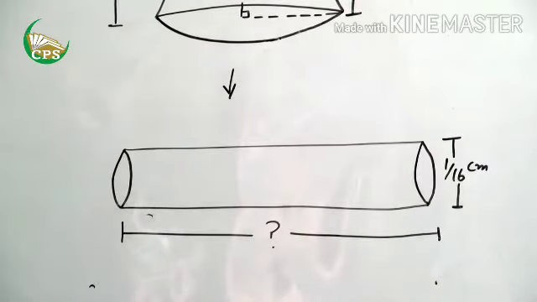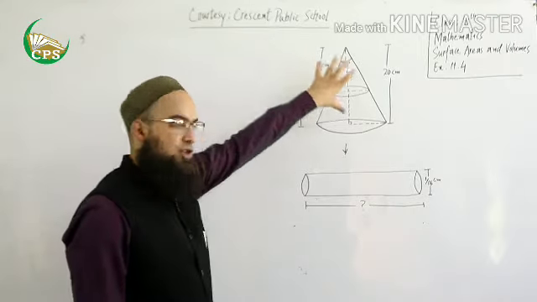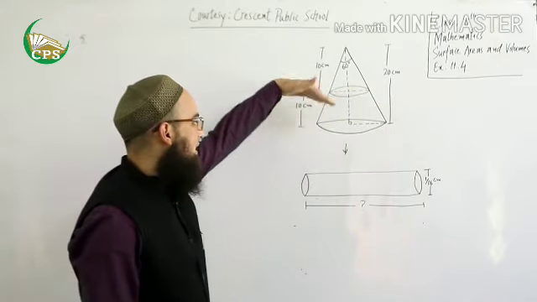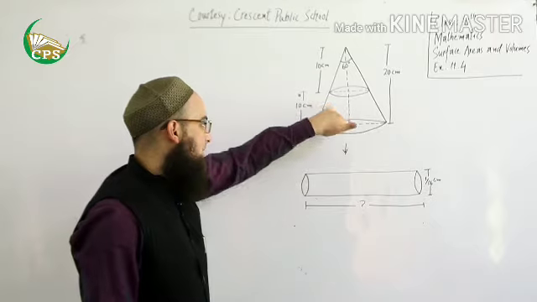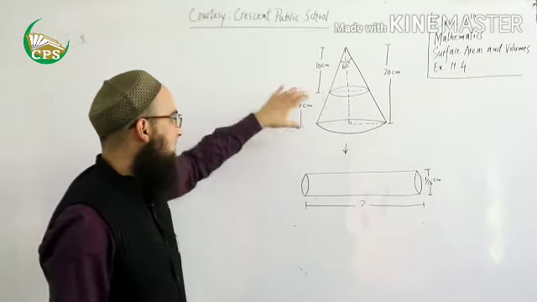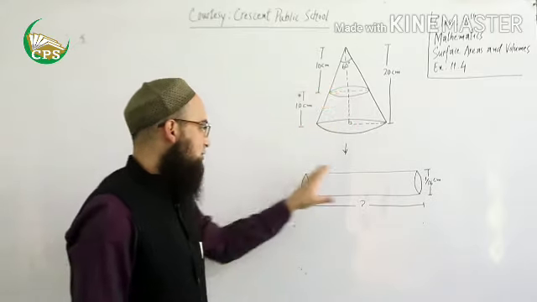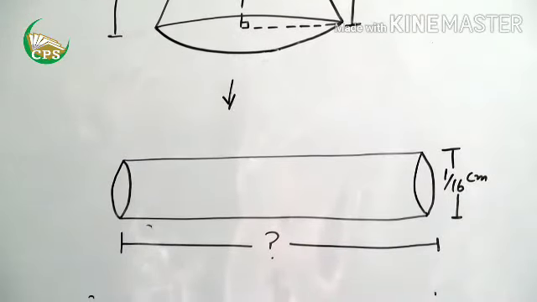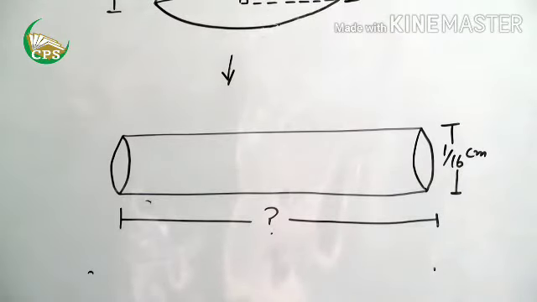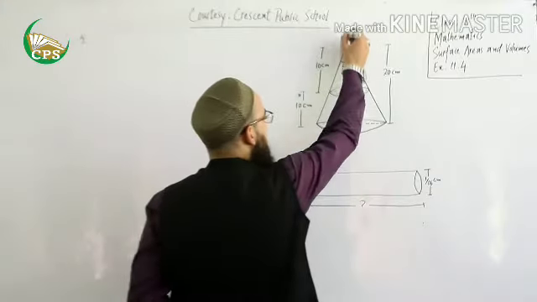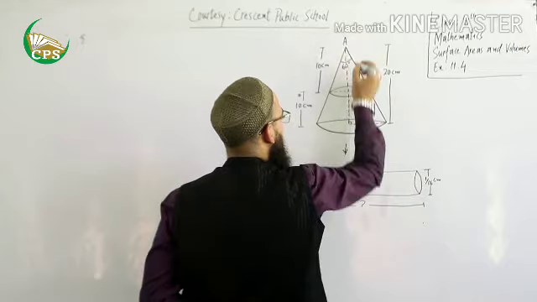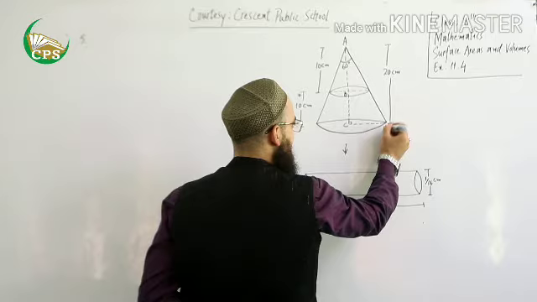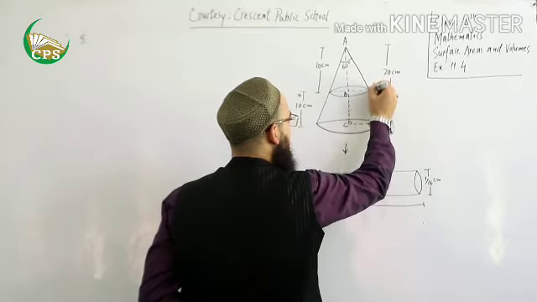That is the question. Let me repeat the question. Initially we had a cone and the cut is made in the middle, so we'll get a frustum. The height of the frustum is 10 centimeter. Now this frustum is drawn into a wire of diameter 1 by 16 centimeter. Then we need to find the length of this very wire. Let me name this A, B, C, D, E.